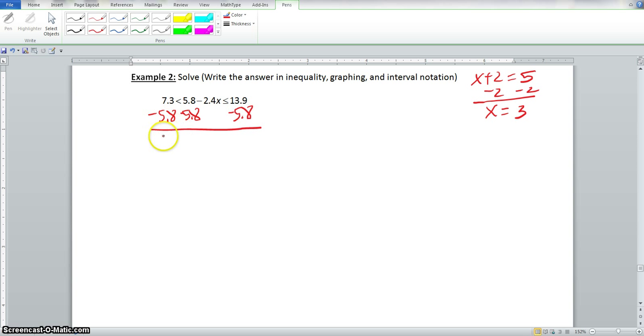7.3 minus 5.8 is 1.5. We bring down our inequality symbol. We'll be left with negative 2.4x. And it's less than or equal to 13.9 minus 5.8, which will give us 8.1. Now we have to get rid of this number that's connected to the variable. So we'll divide all three sides by negative 2.4.